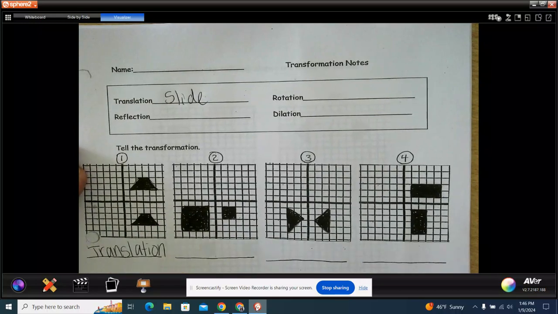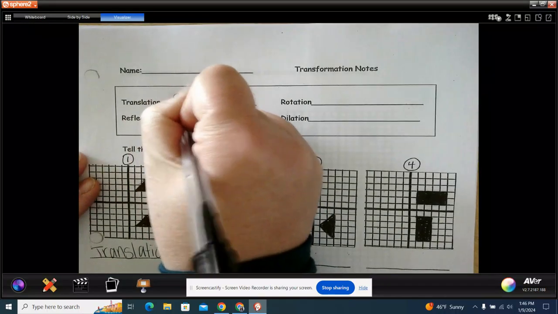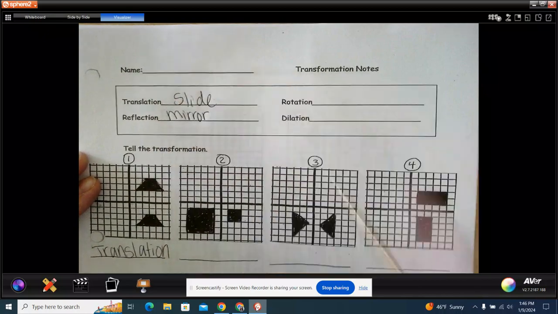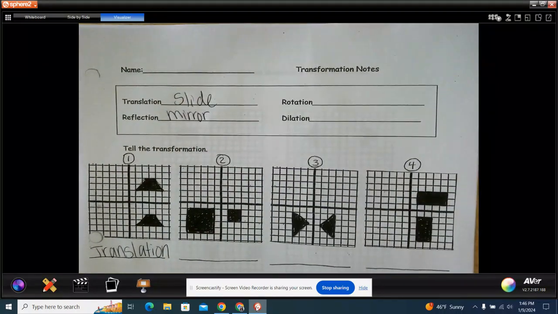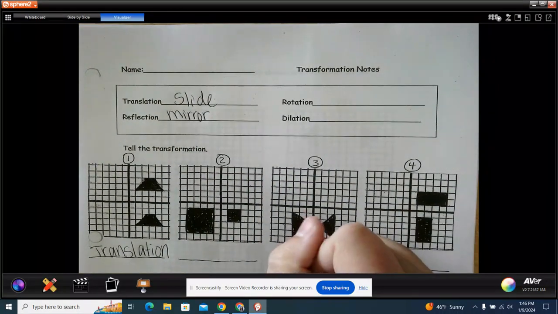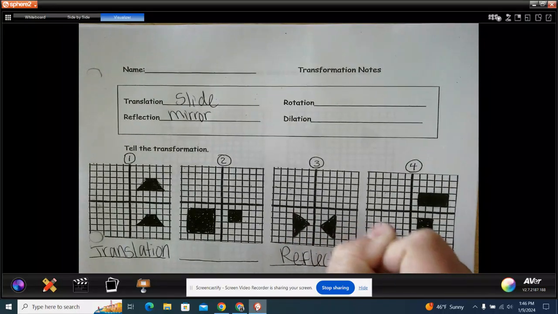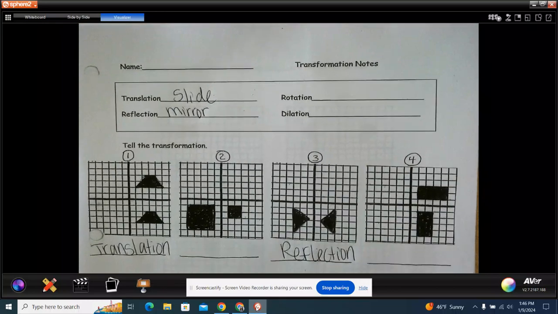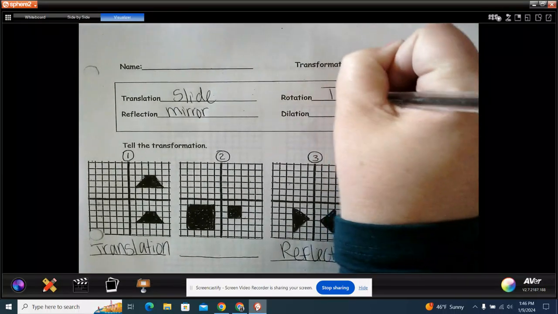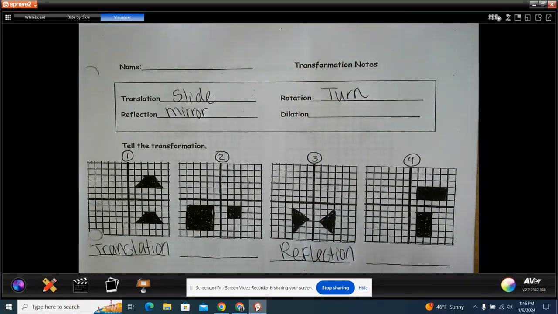Next is a reflection. This one's going to be like our mirror, where the image is the exact same, but it is on the other side. So the number 3 is going to be our reflection. A rotation is taking an image and we are turning it. And that is going to be number 4.